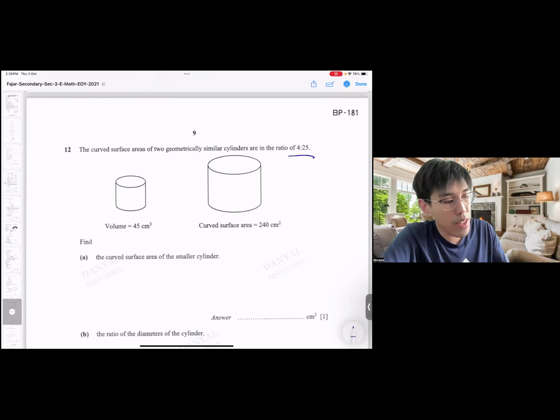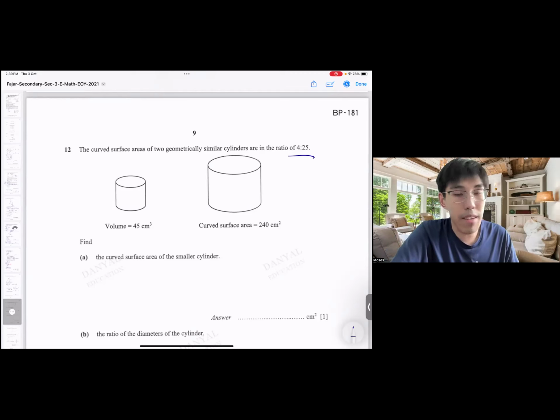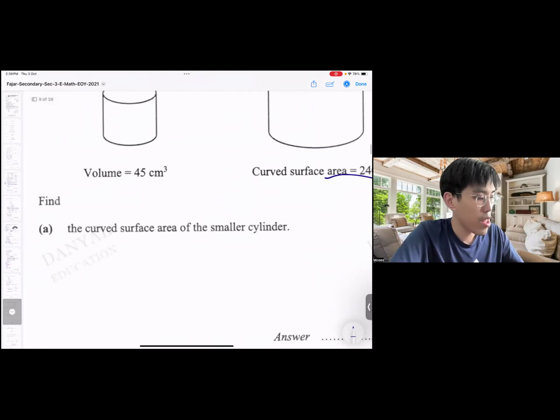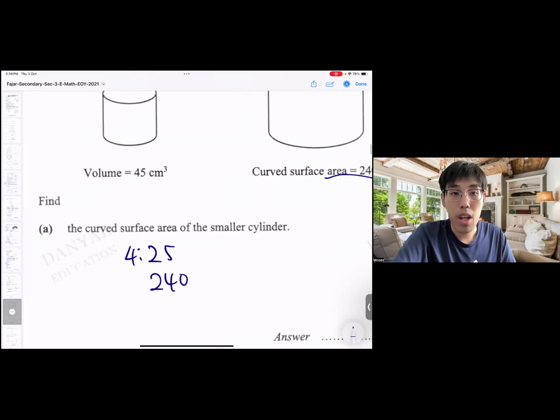So now the curved surface area is 240 to 25. It's given to us in the question. Find the curved surface area of the small cylinder. So we have the curved surface area of the bigger cylinder, so we can just do the ratio conversion straight away. Okay, this one, what I teach my primary school students, is called the L method. This L method can be used here as well.